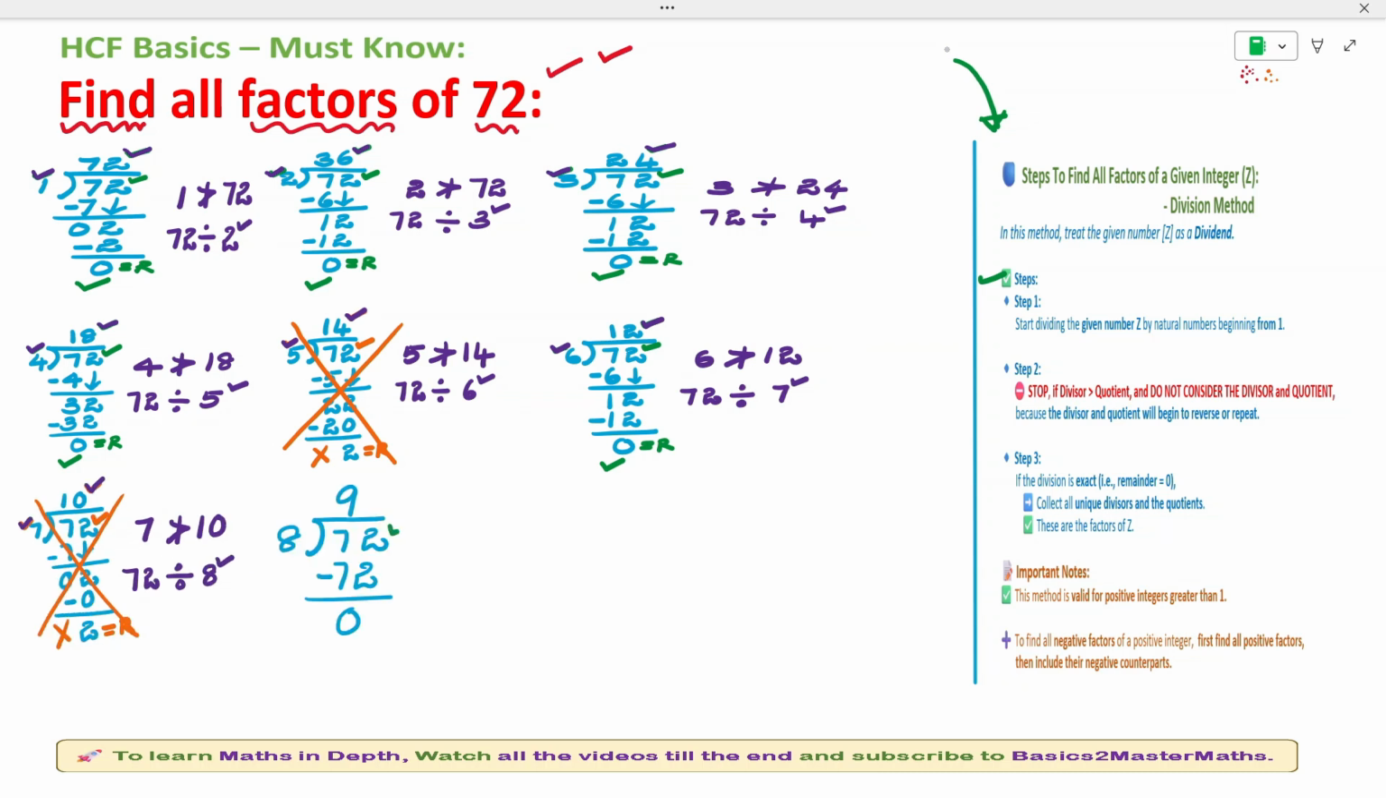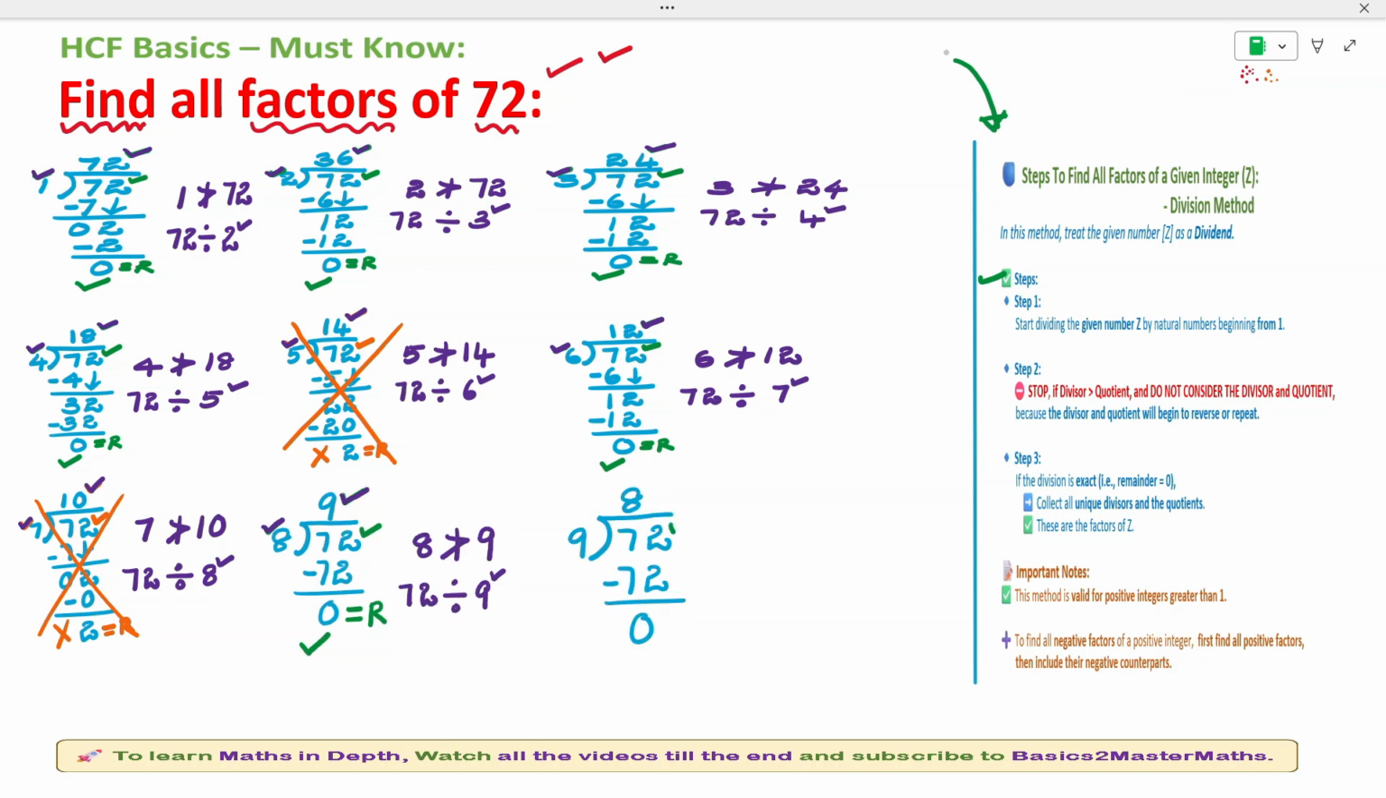When we divide 72 by 8, we get 9 as the quotient and 0 as the remainder. So, this division is exact. In this case, the divisor 8 is not greater than the quotient 9. So, divide 72 by the next natural number 9.